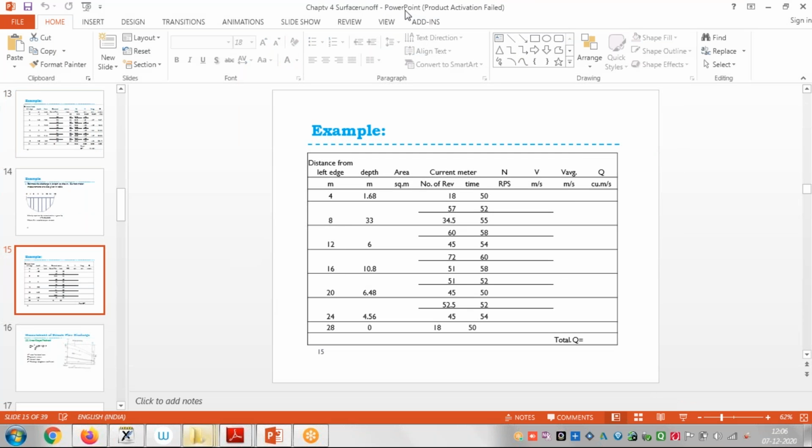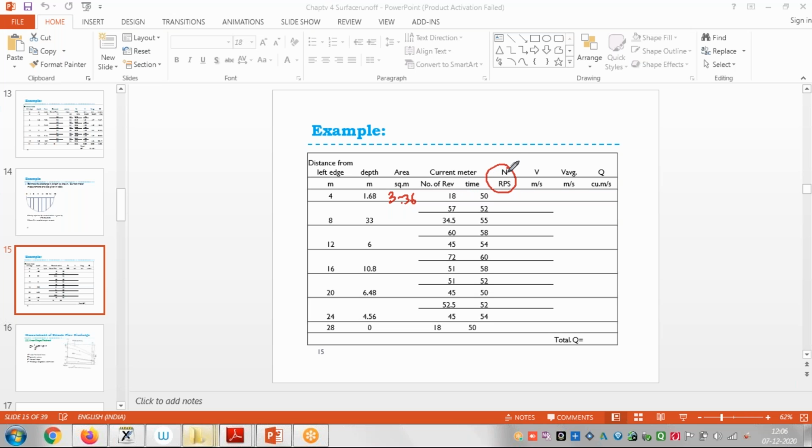Same thing we will do here. Now, how much did we get here? What was the area? 0.84 multiplied by 4, 3.36, right? Now, and here n is what? Current meter. This is 18.